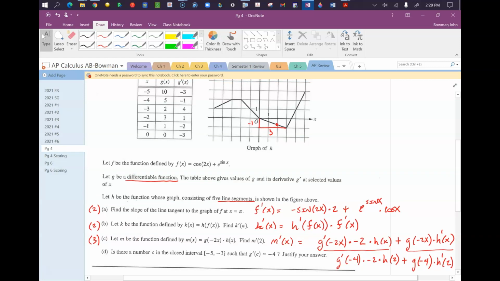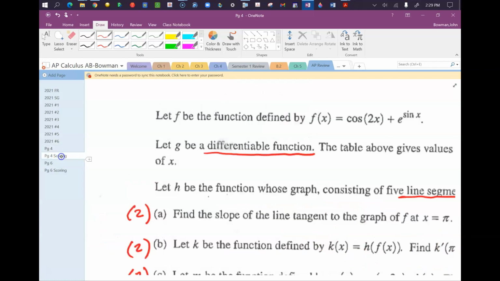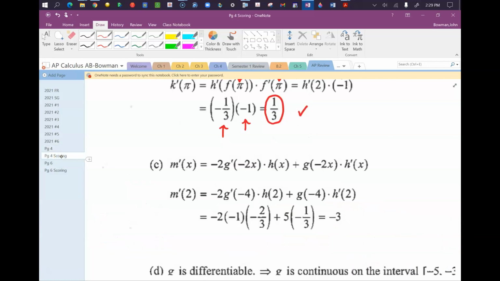Now be careful about h of 2, because h of 2 is the y coordinate of that point, and since there's a slope of negative 1/3 and x is 2, this y coordinate is going to be equal to negative 2/3. So let's jump over to the scoring rubric here and find all of these.